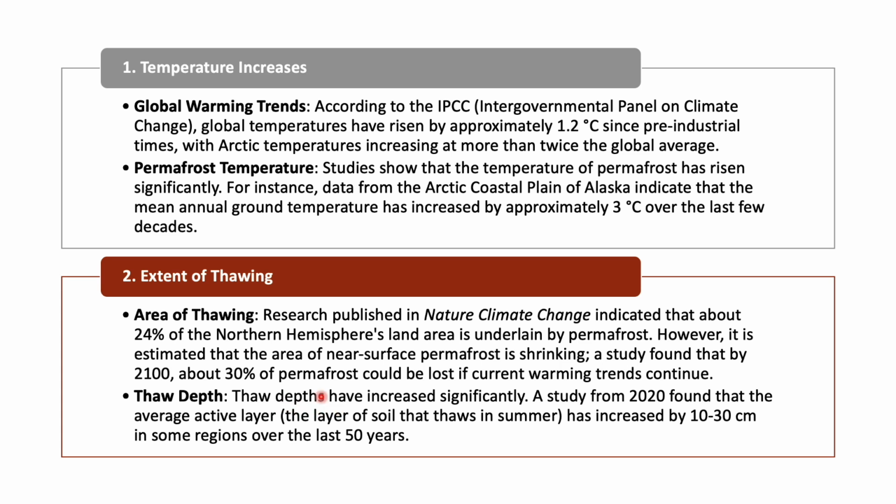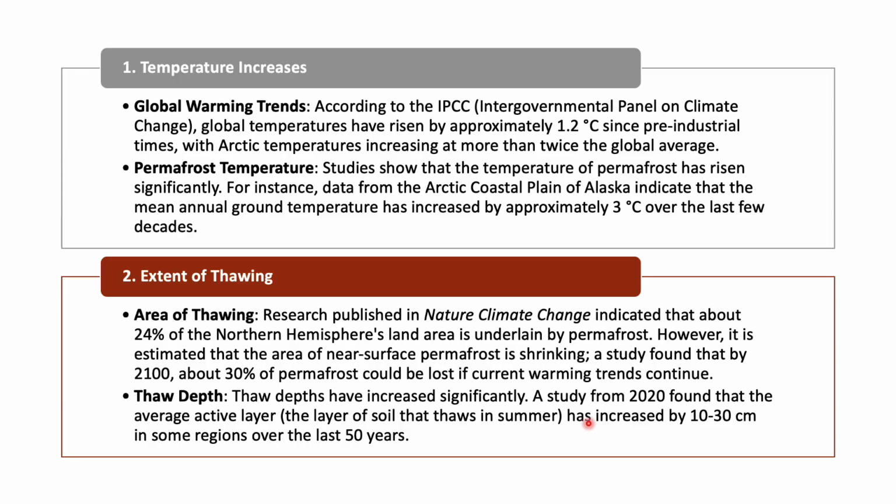What does it mean? So what is the change in the thaw depth? That means the depth up to which the ice melts keeps on increasing within the permafrost. So a study from 2020 found that the average active layer, what is the active layer? The layer of the soil that thaws in the summer is what is called the active layer, because below that it is frozen for at least 2 consecutive years, and only then it is called permafrost.